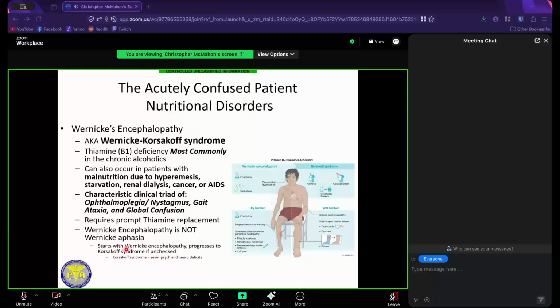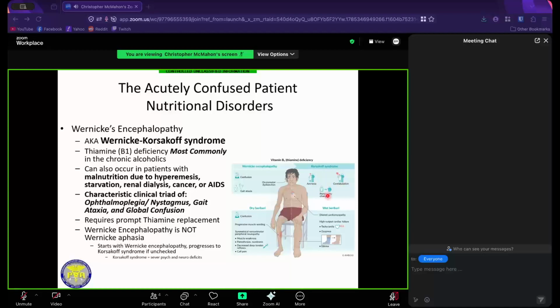And then Wernicke's is kind of the beginning of that. Eventually, it can progress to something called Korsakoff syndrome, and that's severe psych and neuro deficits. I put this picture here to show you how the two are related. Wernicke's is the first half where you're starting to develop these symptoms, and then Korsakoff syndrome is really the long-term stuff. Does anyone know what the term confabulation is?